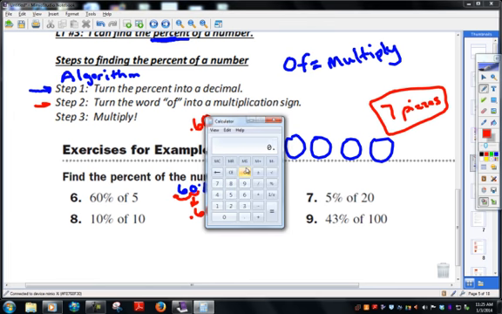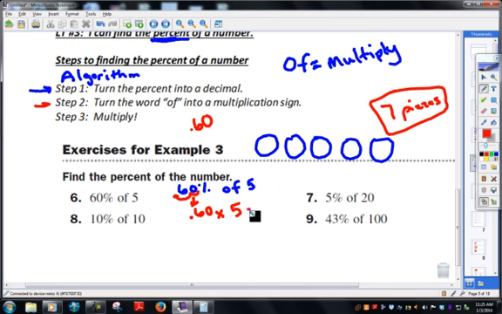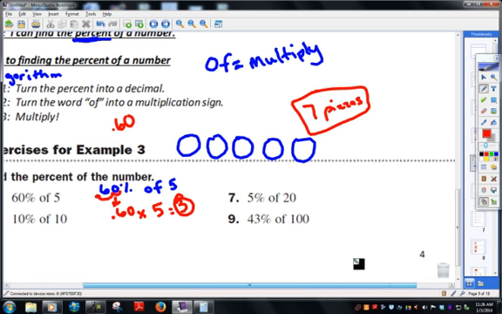All right, well, let's do it. Here we go. 0.60 times 5. The answer is 3. So the answer to the question, how many pizzas would I have if I had 60% of the 5 that I originally bought, is 3. Okay, let's go on to number 7.